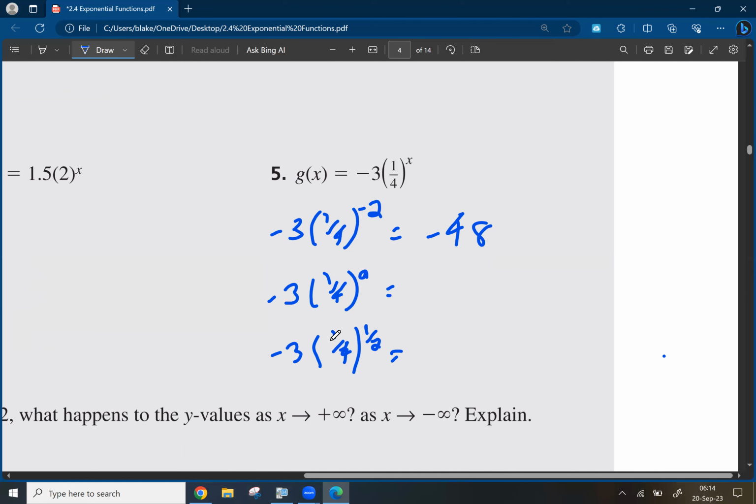We do the same thing. Now, I could already tell you this one. Anything to the 0 exponent is going to be equal to 1. So 1 fourth to the 0 power is 1. So I know this is negative 3 times 1, which is negative 3.